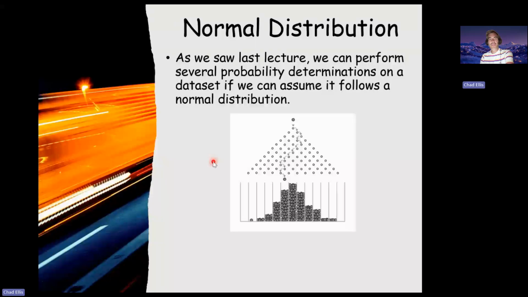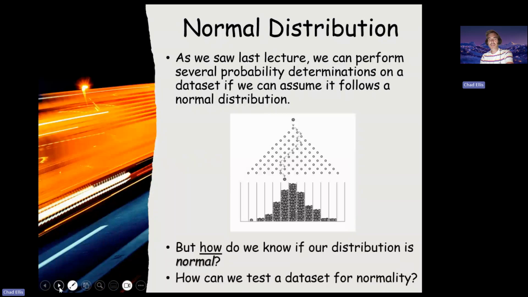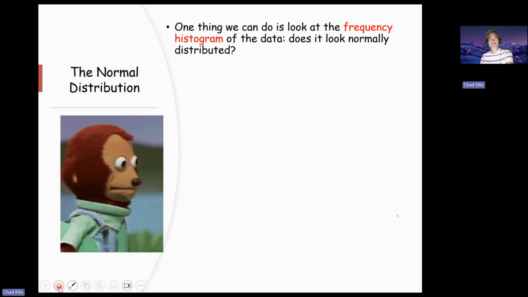Okay, so just a recap. Last time we were dealing with the normal distribution. So the first part of this lecture is going to be, how do we know that the data we're looking at is following a normal distribution? And what are some of the different ways that we can see if our data is actually a normal distribution or not? How do we test our data set for normality?